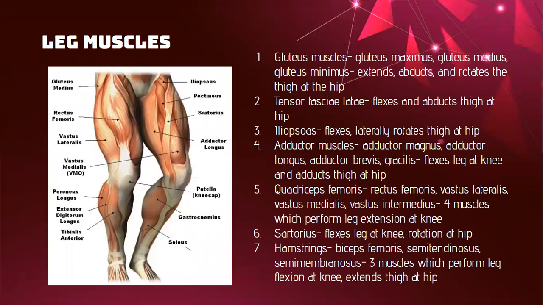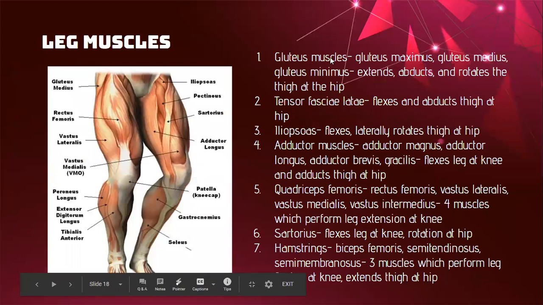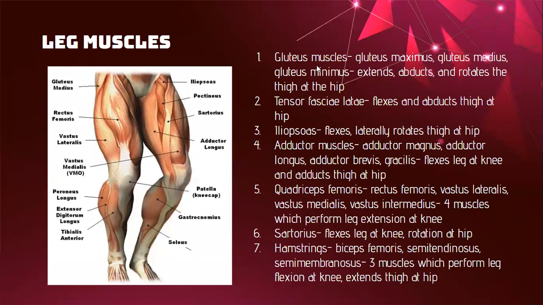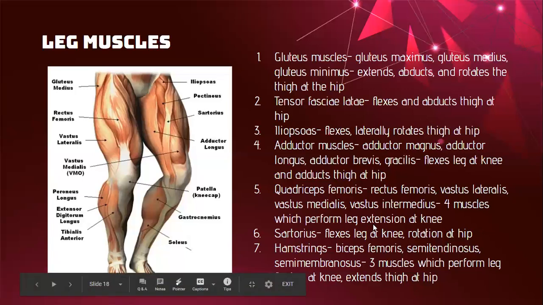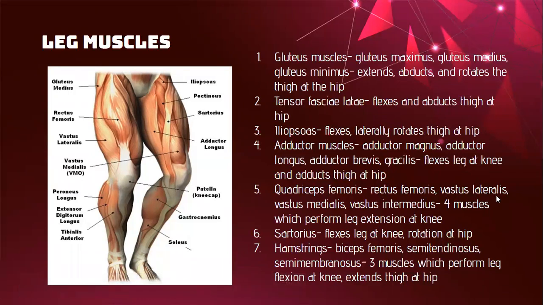All right, next we've got some leg muscles. The main ones I want to point out are the quadriceps. Your quadriceps are probably the biggest group of muscles you have. The scientific name is quadriceps femoris. It's made up of 4 different muscles which perform leg extension at the knee. The 4 muscles are rectus femoris, vastus lateralis, vastus medialis, and vastus intermedius. I think your quadriceps are very important to know. I really like to know them.